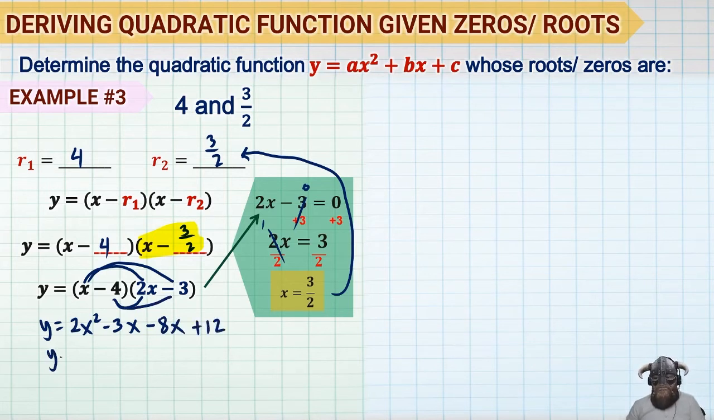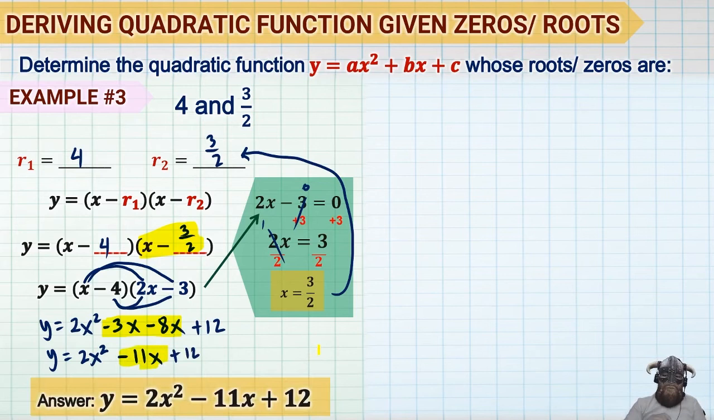Then after that, simplify pa natin siya. We can copy this positive 2x squared. Combine natin to: negative 3x minus 8x. This will be negative 11x. Parang yan, negative 3 minus 8. Then, copy plus 12. So, ito yung naging sagot nung pinag-combine natin sila. Therefore, our final answer will be y is equal to 2x squared minus 11x plus 12. So, wala naman palang problema kahit magkaroon tayo ng roots na fraction.